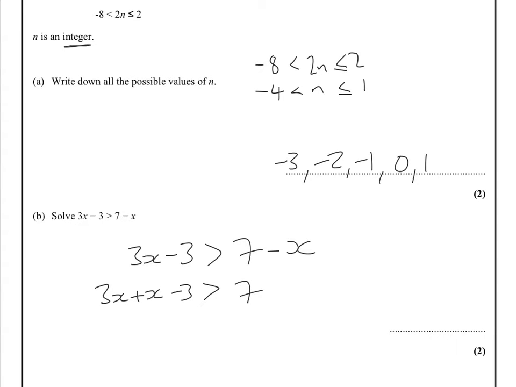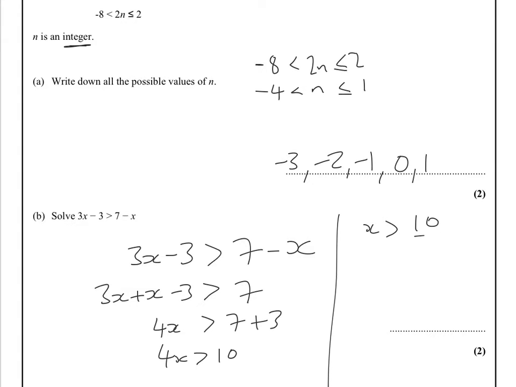That means we've got rid of this minus x here. Then I want to get rid of this minus 3, so I need to add 3 to get rid of that. So these two, 3x and x, is going to be 4x is greater than 7 plus 3. So 4x is greater than 10. Just going to continue it up here. So then x is greater than 10 over 4. Could leave it as a fraction, or you could do 10 divided by 4, which will give you x greater than 2.5. Either of those solutions are appropriate.